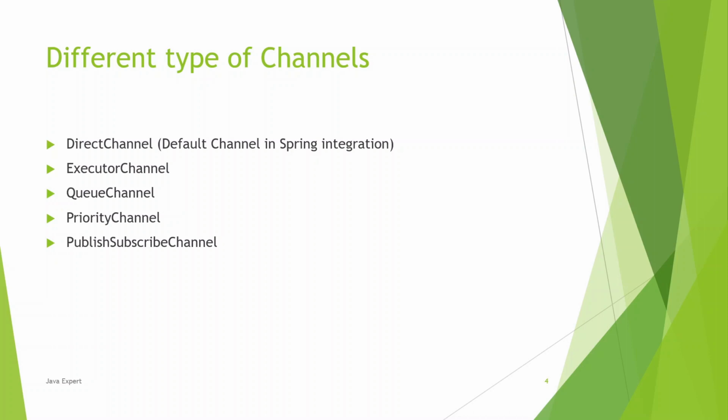Publish subscribe channel. Here we'll have one sender, but more than one receiver will subscribe to the sender channel. So one message will be sent by the sender, and more than one receiver will receive the message. Kind of a notification, some kind of publishing the message. In those cases, we can use publish subscribe channel. So these are the different types of channels.